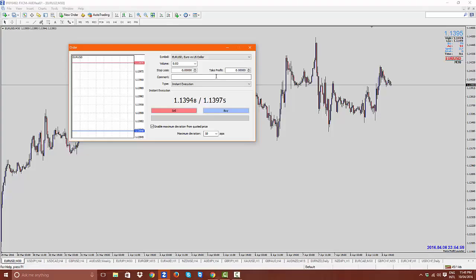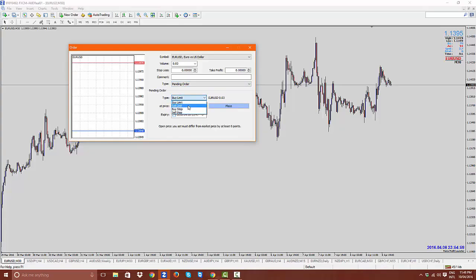Alright, so there are two kinds of orders that you can place in Forex. One is the instant execution, second is the pending order. When you say instant execution and I do a sell, I'm just gonna sell right where the market is moving right now. Okay, if I'm gonna do a pending order, then I have to choose buy limit or sell limit. Buy stop and sell stop are used as well, but we will mostly be using buy limit and sell limit for the way we trade.